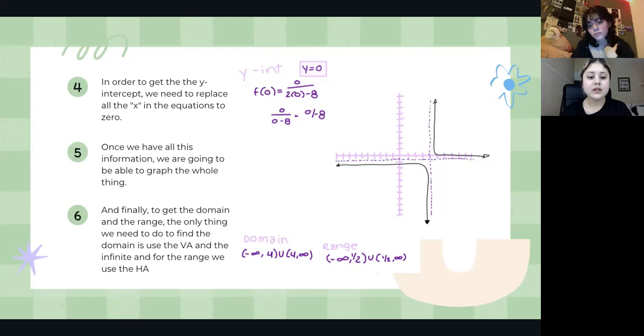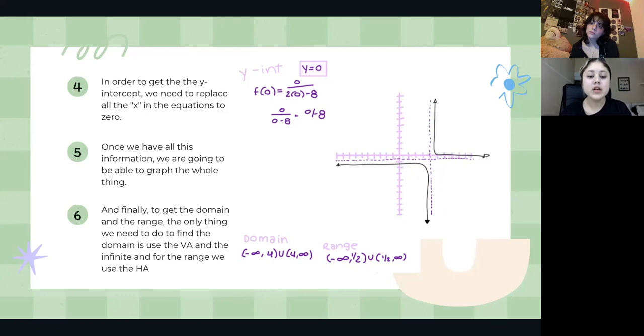And finally, to get the domain and the range, the only thing we need to do is to find the domain and use the vertical asymptote to the infinite. You have to put first the negative infinite, comma, the vertical asymptote, and you close the parentheses. You need to use the union symbol, and then you're going to put backwards the vertical asymptote, comma, positive infinite, and you close the parentheses.